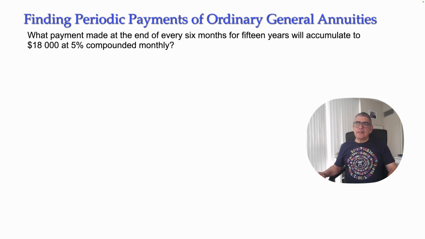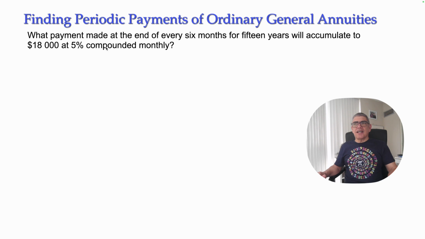This video shows an application problem involving the computation of the periodic payments in a general annuity. The problem says, what payment made at the end of every 6 months for 15 years will accumulate to $18,000 at 5% compounded monthly.